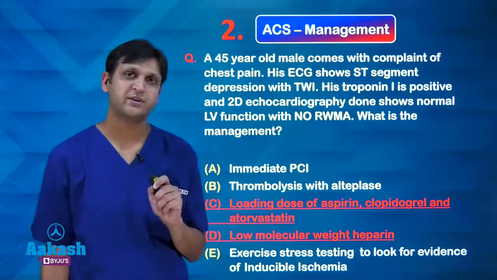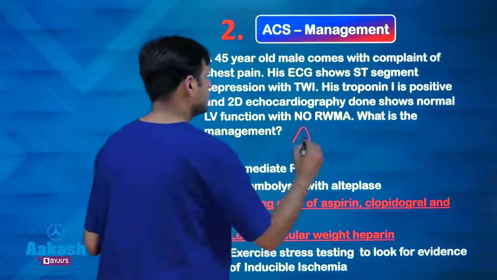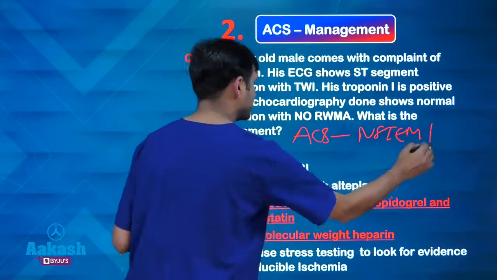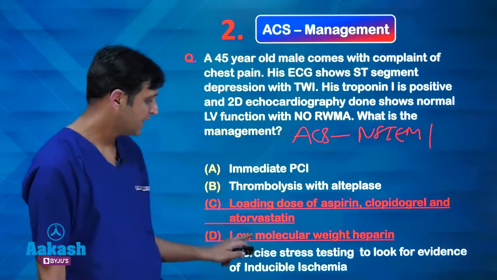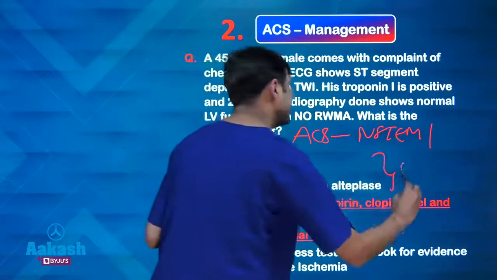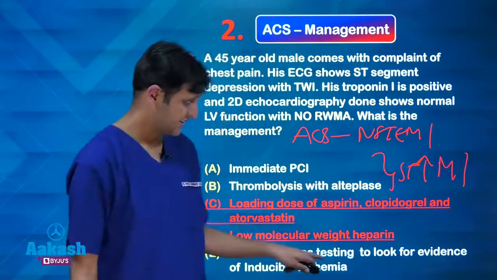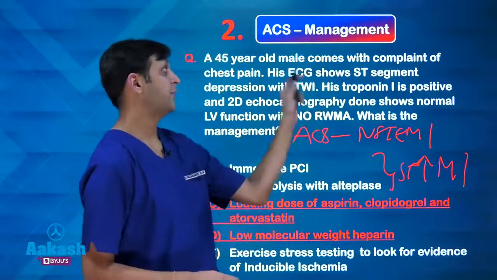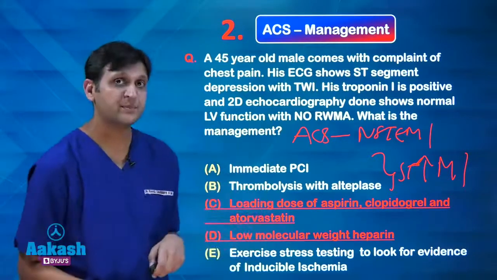So ACS management. What would be the right answer? Now it's easy to guess. Since our diagnosis is acute coronary syndrome causing non-ST elevation myocardial infarction, we have to give these patients 2 antiplatelets, high dose statin and low molecular weight heparin. Primary PCI and thrombolysis are the treatment of choice for ST elevation MI. Okay, exercise stress testing is done for patients with stable ischemic heart disease. You don't put a patient with positive trop and ongoing chest pain to treadmill, right? Okay, so that summarizes the management of acute coronary syndrome.